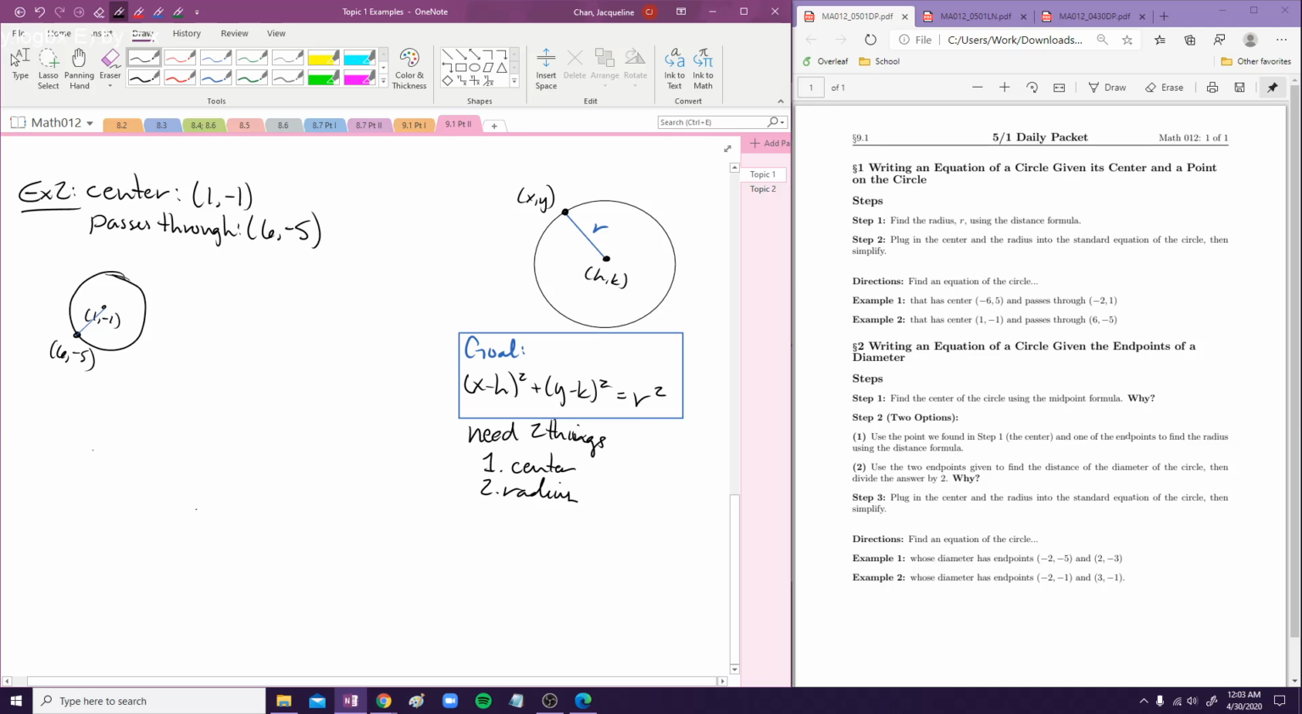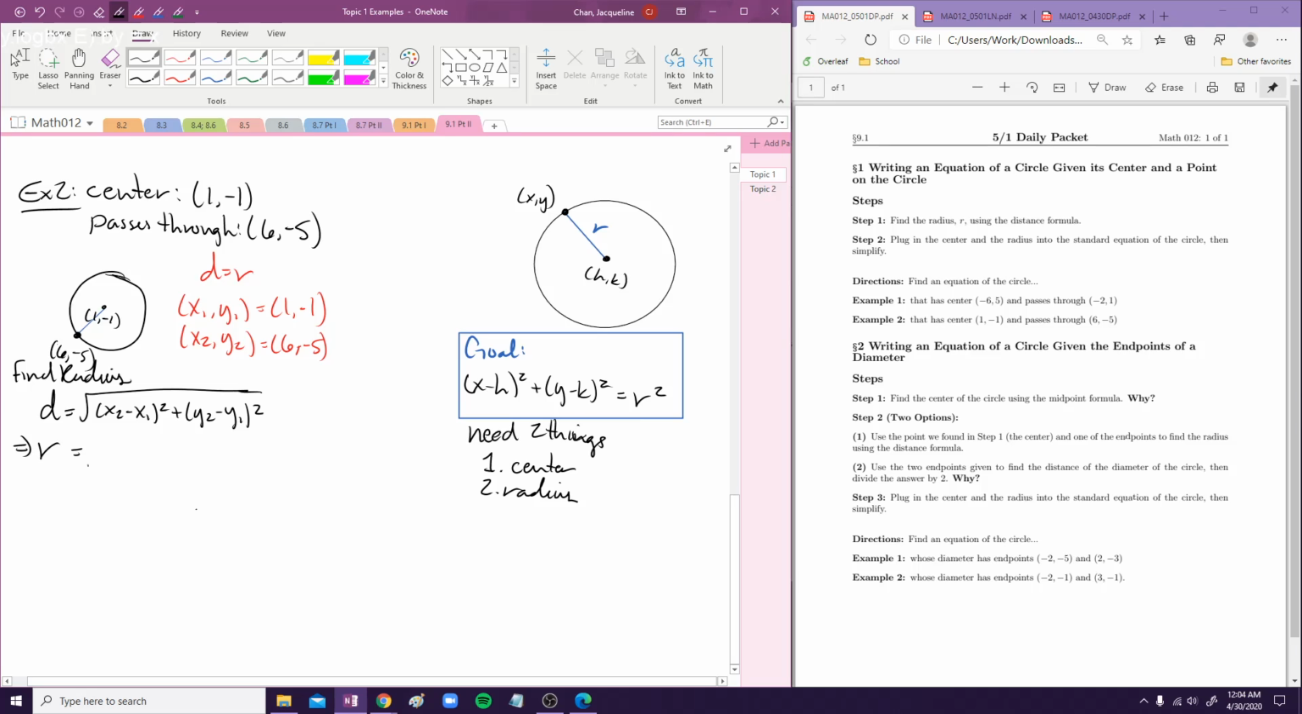Okay, so again, what is the distance formula? The distance formula is d is equal to the square root of x2 minus x1 quantity squared plus y2 minus y1 quantity squared, right? Remember, so D is our R, and then x1, y1, I'll just make that the center. Again, it doesn't matter what point you pick, just be consistent. Right? x2, y2 is 6, negative 5. Right? So now let's plug it in.